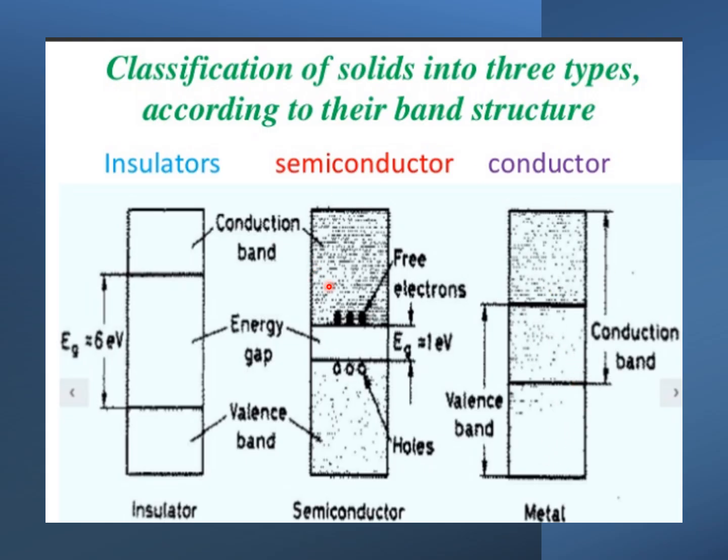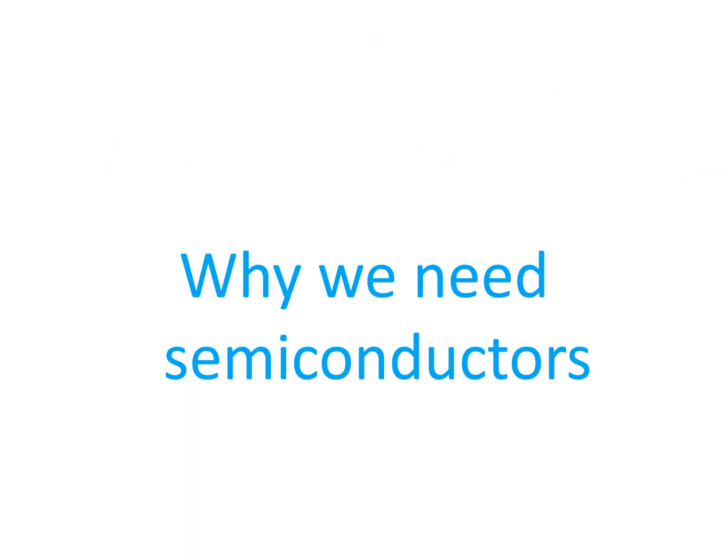When coming to the semiconductors, this is the conduction band and this is the valency band, and the energy gap is approximately equal to 1 electron volt. That means if you apply energy greater than 1 electron volt, there is a chance of conduction. Why we need semiconductors?